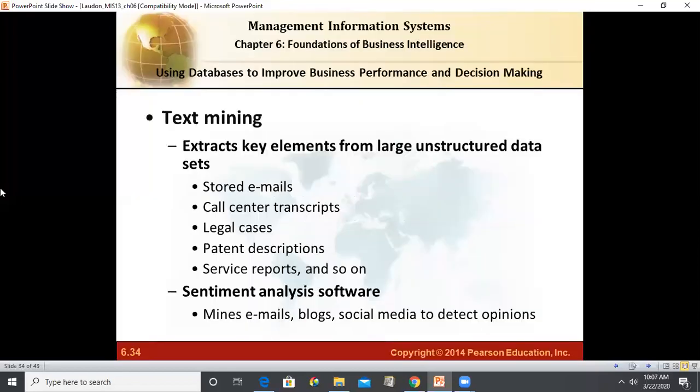Text mining, on the other hand, is usually done on transcripts, which extracts key elements from large unstructured data. That's transcripts from call centers in text form, stored emails, legal cases, patent descriptions, service reports, and so on.